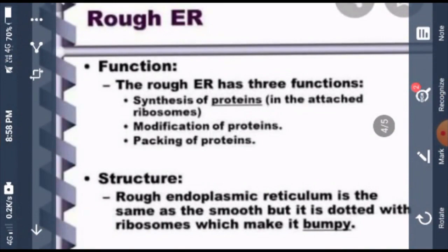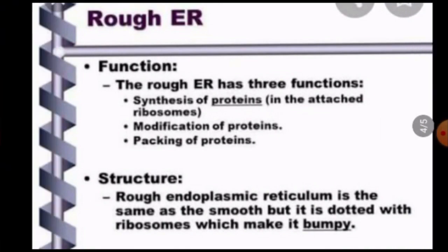I have given you the function and structure of rough endoplasmic reticulum here in the slide, so that you can make some notes from it. The rough endoplasmic reticulum basically has three functions. It may have some other functions if you look at other books, but basically the main important function of rough endoplasmic reticulum is that they help in the synthesis of protein. They also help to some extent in modification of protein and packaging of protein.